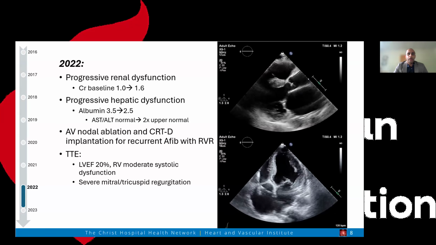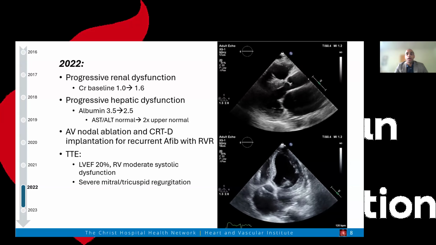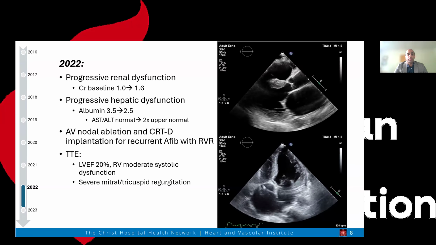2022 ended up being a bad year for her. At that point, she began noting in labs some progressive renal dysfunction, as well as some progressive hepatic dysfunction too, based on labs. Her albumin levels started to decrease. Her AST, ALT started to elevate. And because she kept having more AFib with RVR, she ended up undergoing AV nodal blockade and CRT, ablation and CRT. And by that point, her EF was 20%.